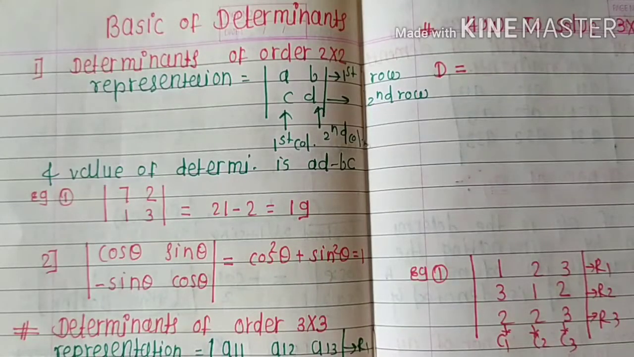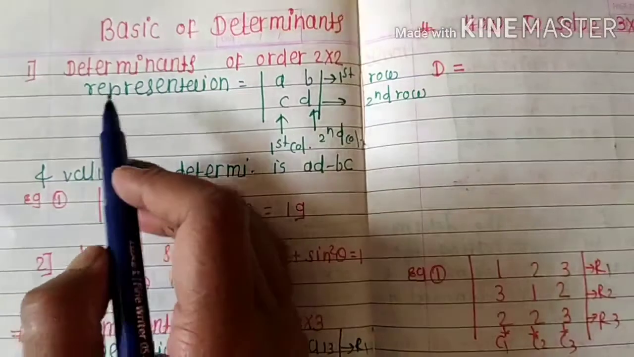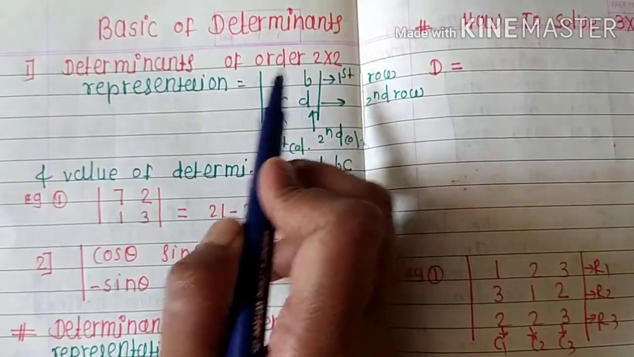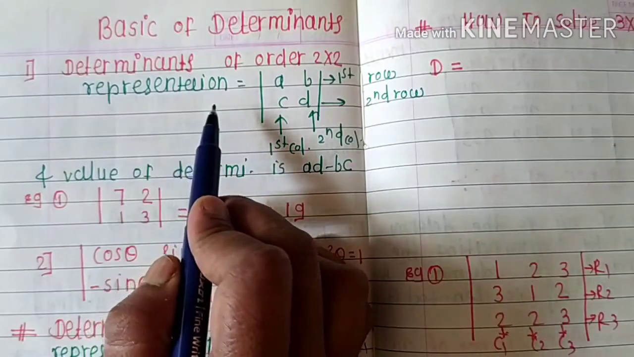Today we study some important basics related to determinants, that is the order of a determinant, and then how to solve a determinant. Okay, then let us study. See here, first the determinant of order 2 by 2. We have to represent a determinant of order 2 by 2.